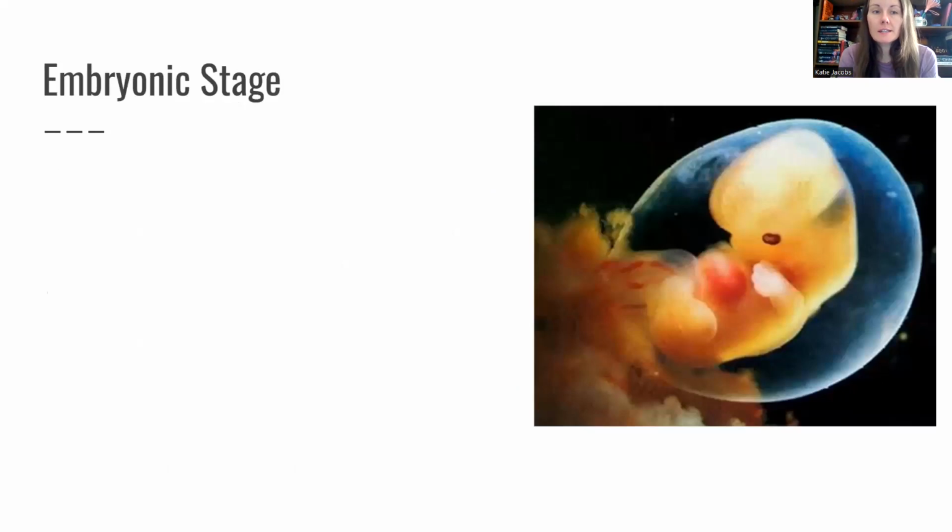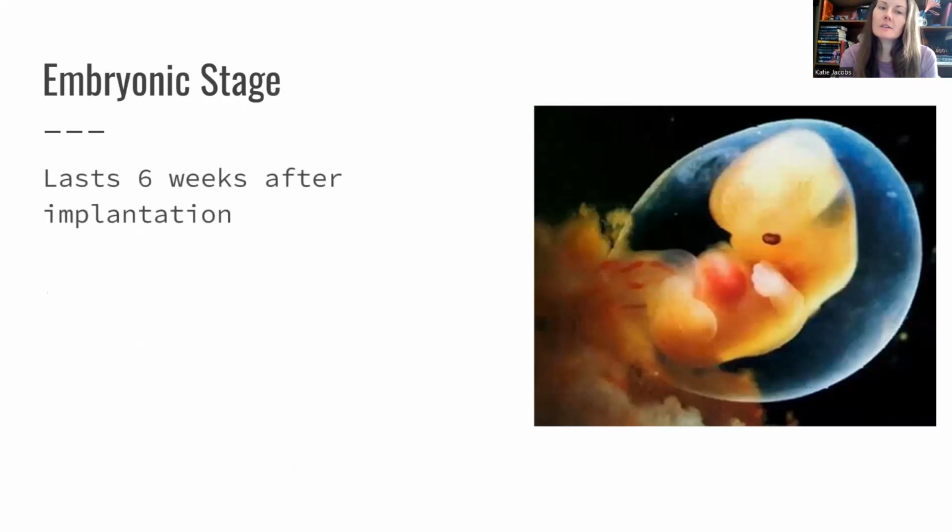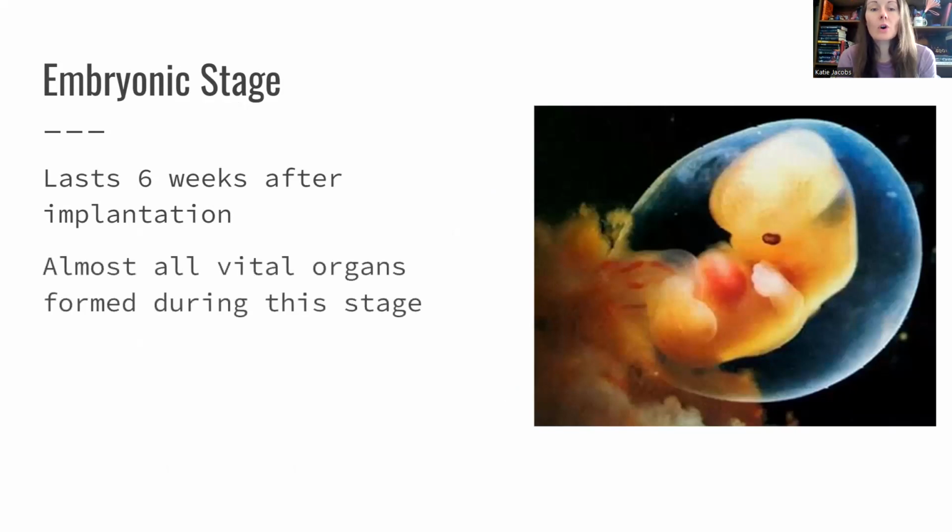We also have the embryonic stage. This lasts about 6 weeks after implantation. Once implantation happens, we have about 6 weeks, and this is when almost all of the vital organs are formed. This is also the time, for the most part, when babies are the most sensitive to different substances. So if someone drinks alcohol during this stage of pregnancy, it's very likely there's going to be severe damage to the embryo.